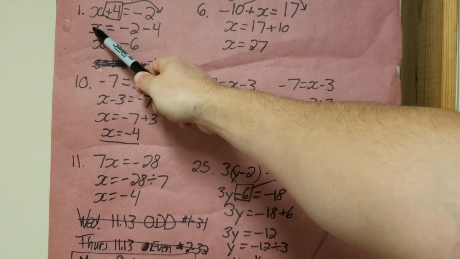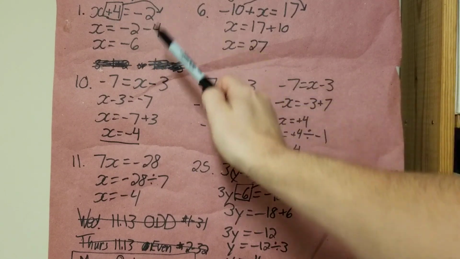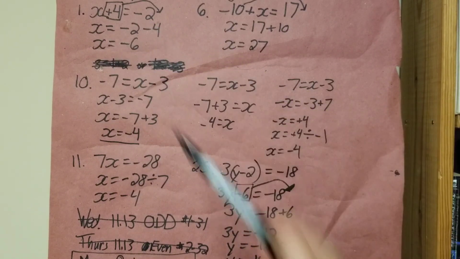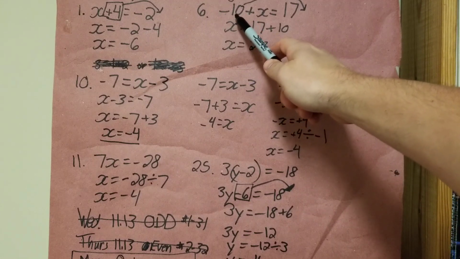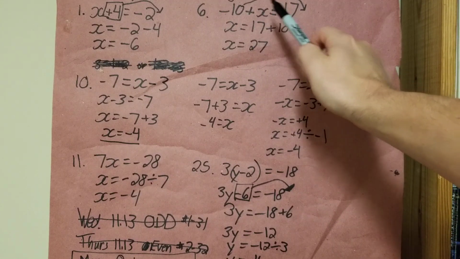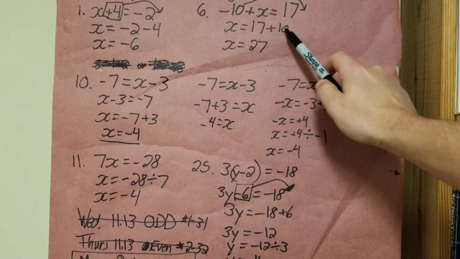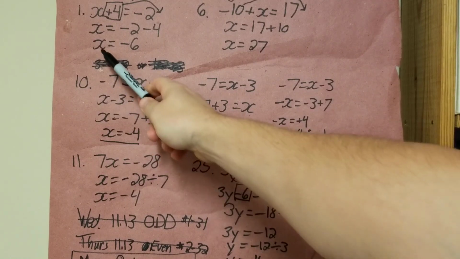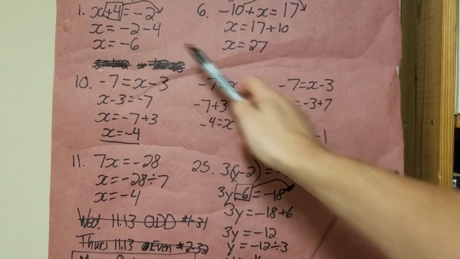This is number 1. X plus 4 equals negative 2. Again, we're just bringing that over. So x equals negative 2 because we need to keep it minus 4, x equals negative 6. Number 6, very similar. Negative 10 plus x equals 17. We'll want to take the negative 10 on the other side, which gives us 17 plus 10. X equals 27. So again, for all of these, we're trying to get our variables, our unknowns, our x's on one side, numbers on the other.